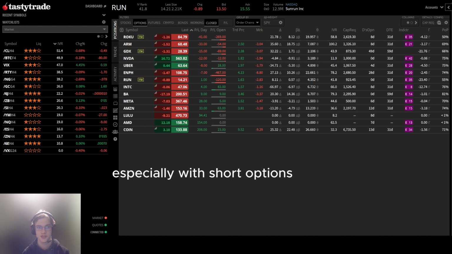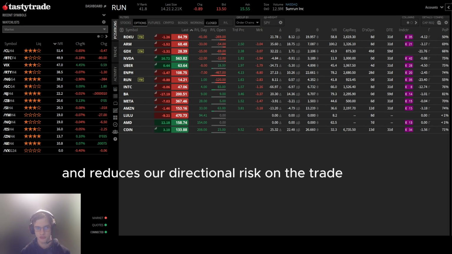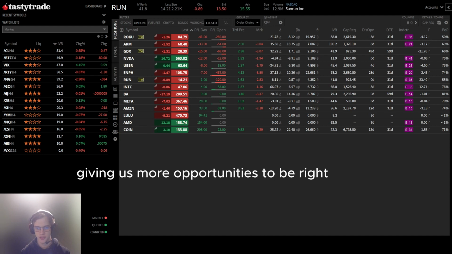Defending trades, especially with short options, is part of that whole process. As short premium sellers, we are allowed the opportunity to adjust because rolling out in time gives us more extrinsic value and theta and reduces our directional risk on the trade, giving us more opportunities to be right.